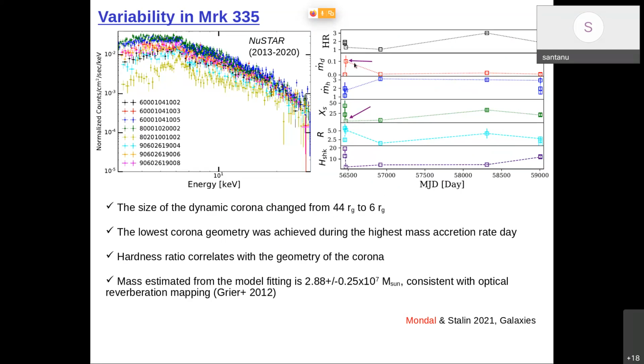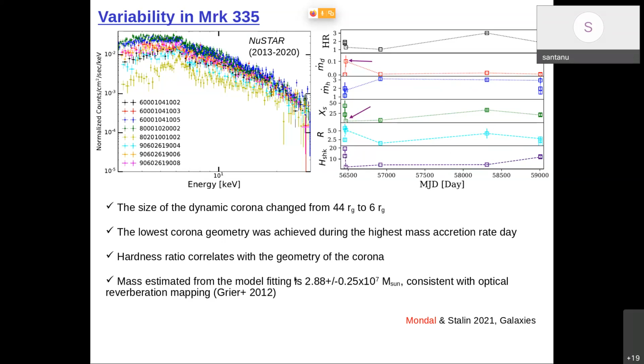So you can see two arrows in the right panel, one for excess and the other for MD. When MD was maximum, excess was minimum. Also we have estimated the height of the corona from our model fitted parameters. We can also see that the hardness ratio correlates with the geometry of the corona. The hardness ratio is basically the ratio of hard photons to soft photons.